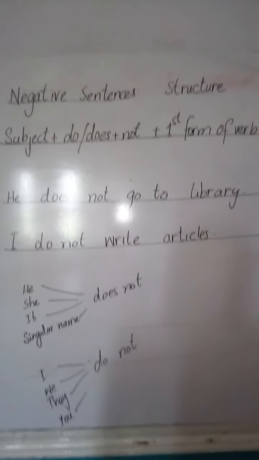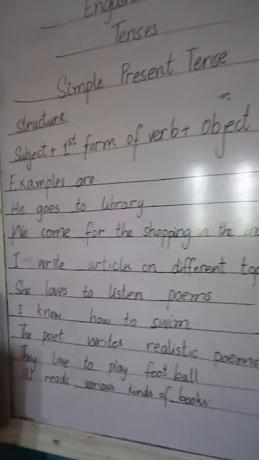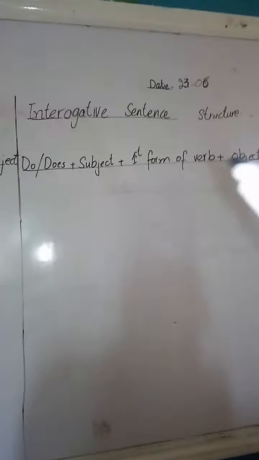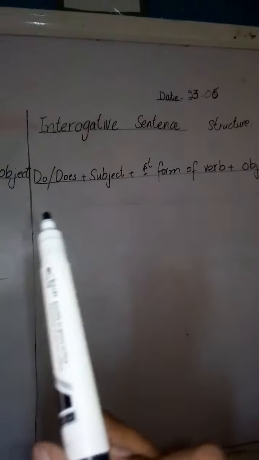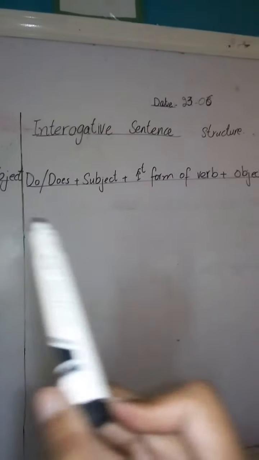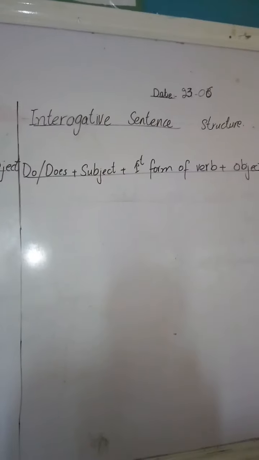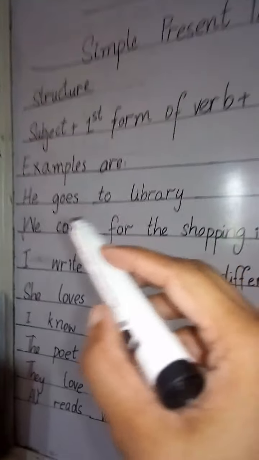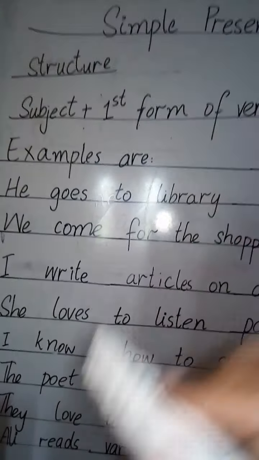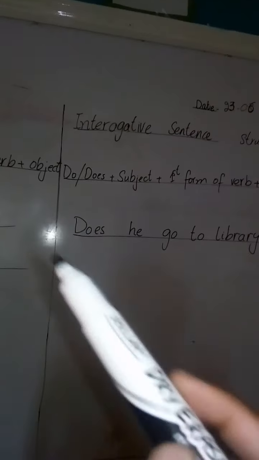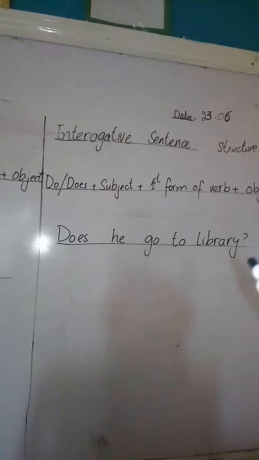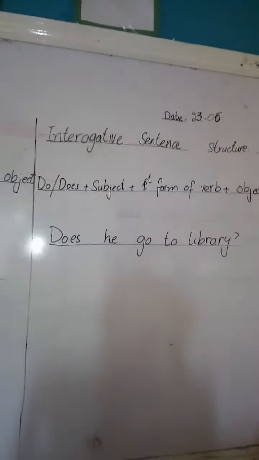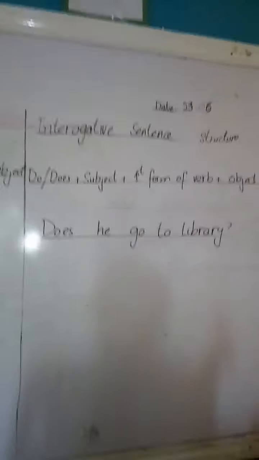Now we will learn how to change these positive sentences into interrogative sentences. Look at this. When we change them into interrogative sentences, the helping verb, that is do or does, comes first. Like if the sentence is "He goes to library", the helping verb comes first: Does he go to library? And the question mark at the end, because this is a question.